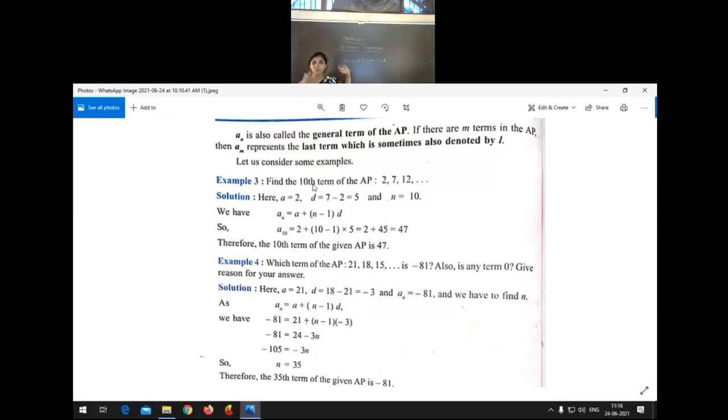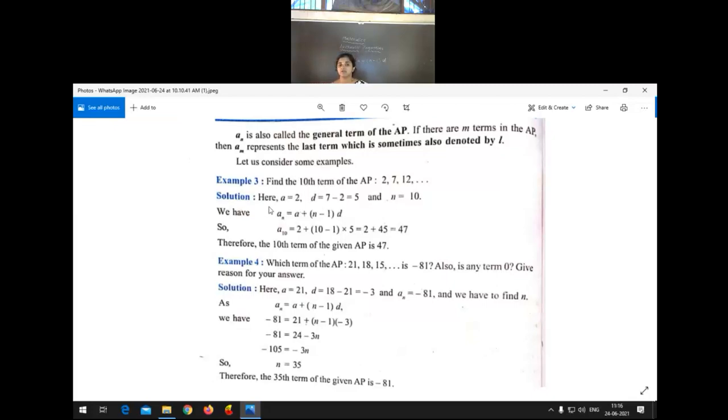10th term of 2, 7, 12. How can we write the 10th term? You have two options. One is working out the common difference and adding that common difference to each term to get the next terms. But we have to find the direct 10th term. Then we have to use our general term of the arithmetic progression, that is an = a + (n - 1) d.